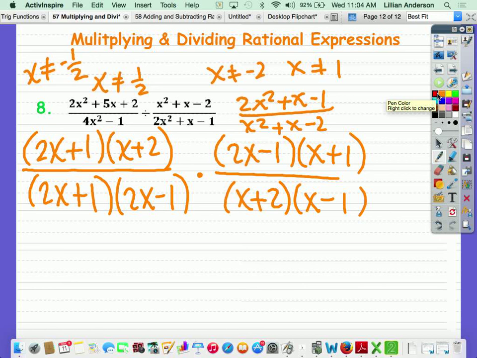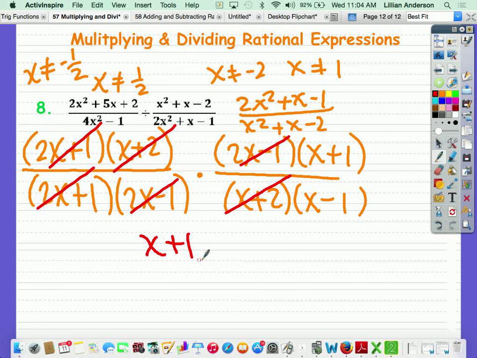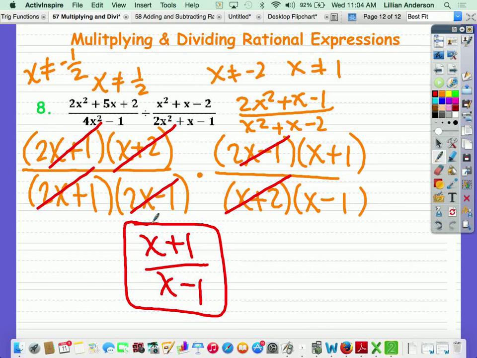And so when I cancel, I have some x plus 1s, I have the 2x minus 1, and I have an x plus 2. Leaving me with just x plus 1 over x minus 1, and that is your final answer.